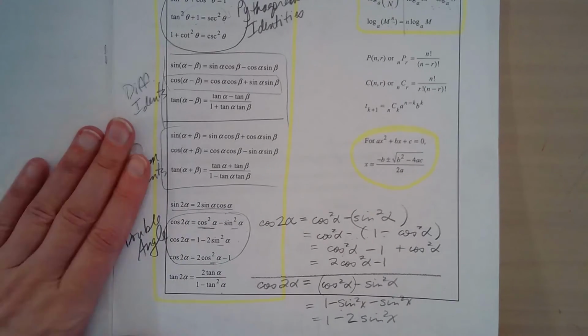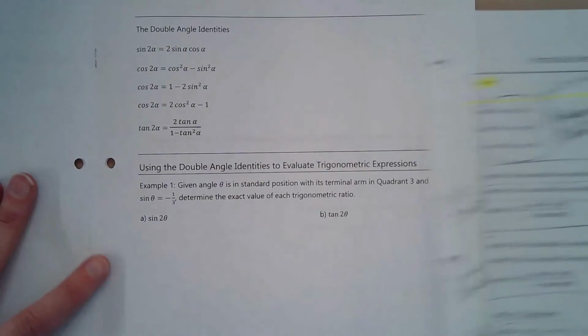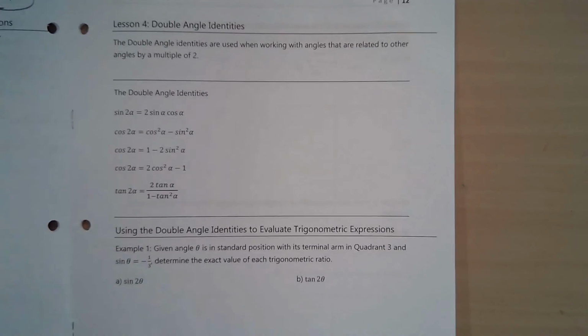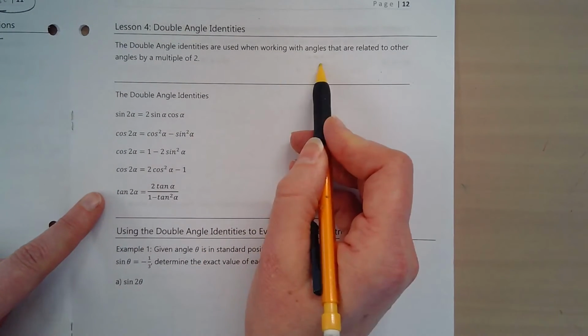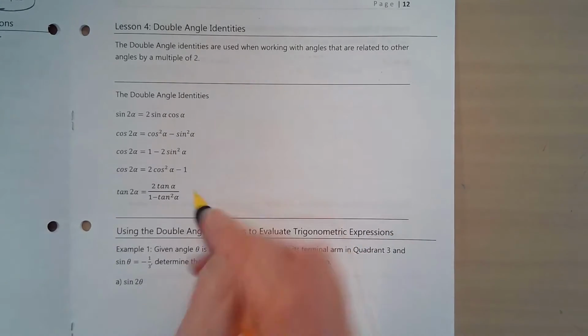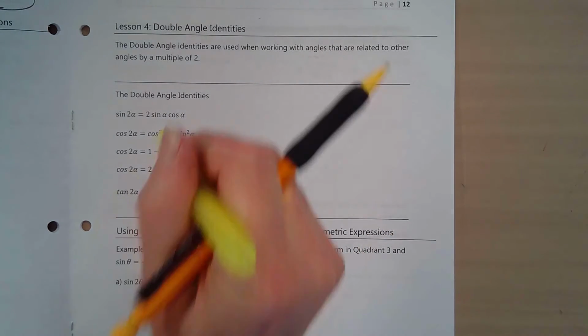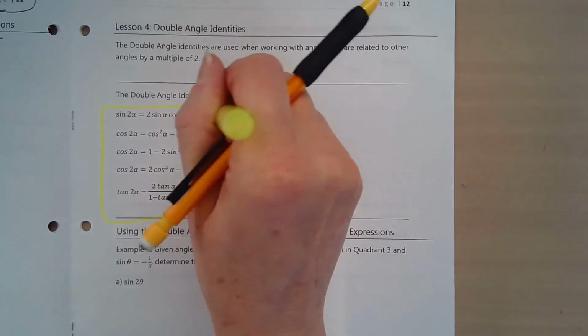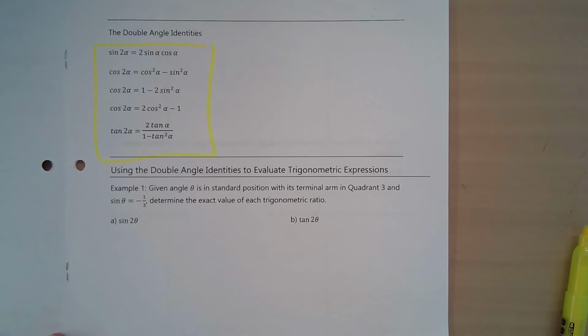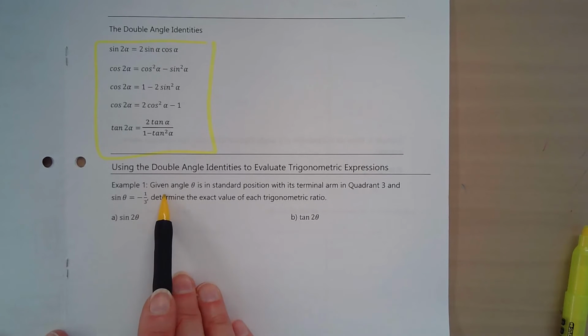So those are your double angles. So what are we going to do with them? Well, let's see. What do we have to do here? The double angles are used when working with angles that are related to other angles by a multiple of 2. Again, I've recorded the double angles right up here, so they're easy access to you if you don't have your formula sheet with you handy. Let's see what we're going to be asked to do. Just play with them first.